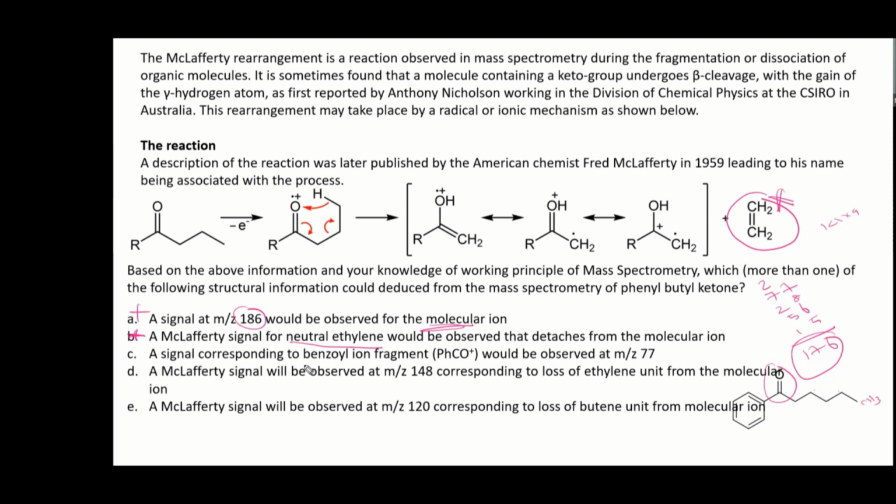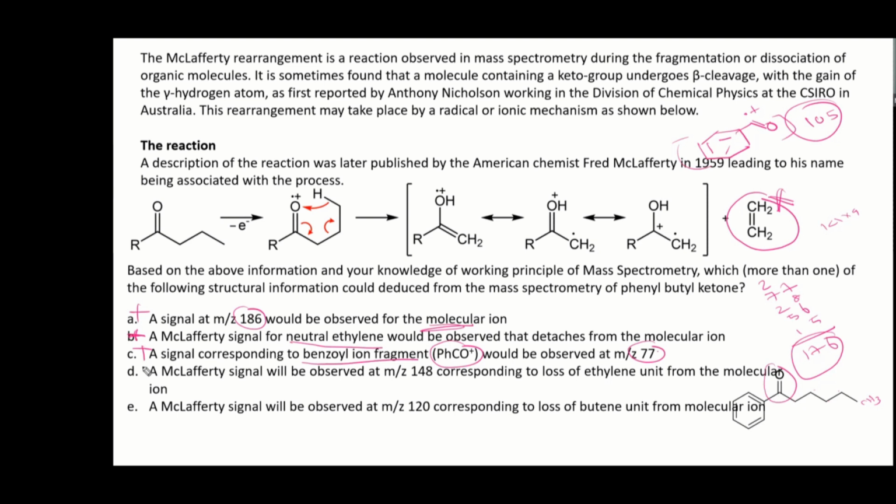A signal corresponding to the benzoyl fragment, phenyl with a C double bond O. Benzoyl is a phenyl with a C double bond O, right. So you will see a benzoyl ion fragment that would be observed at 77. So even though the benzoyl fragment will be seen, it is not going to be at 77. It is going to be 77 plus 28, which is 105. So the benzoyl fragment will be seen at 105, not 77. So that is not the right answer as well.